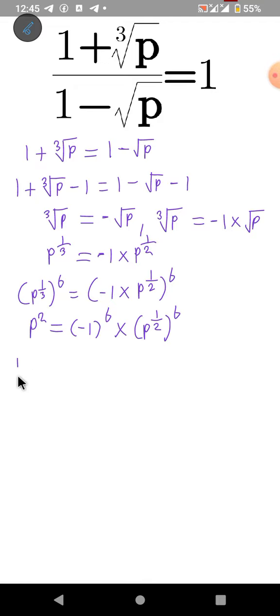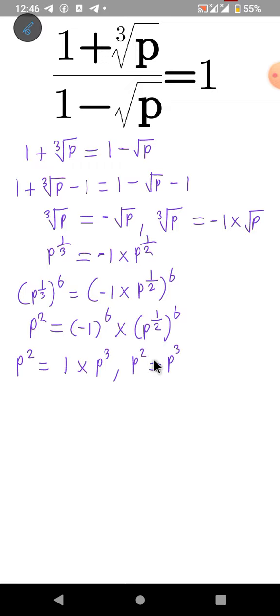Then we'll continue again. We'll say p squared equal to minus 1 raised to the power of 6, which is the same thing as 1. Anytime minus 1 is raised to the power of an even number, you get a solution of 1. So minus 1 raised to the power of 6 is 1. Then times the power here now. This 1 over 2 multiplies 6. And when 1 over 2 multiplies 6, we get 3. So here will become p raised to the power of 3. Then now we continue. We say p raised to the power of 2 will be equal to 1 times p raised to the power of 3, which will give me p raised to the power of 3.